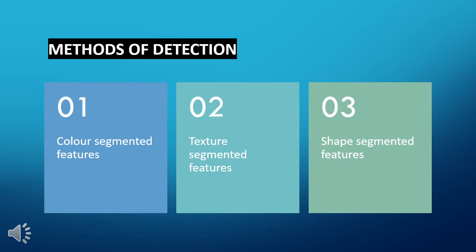There are three main methods of detection. The first one is color segmented feature, which uses RGB image. Second is texture segmented feature, and the third one is shape or edge segmented feature.